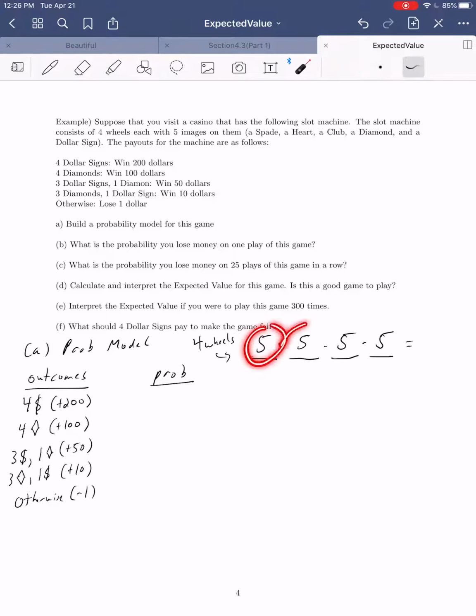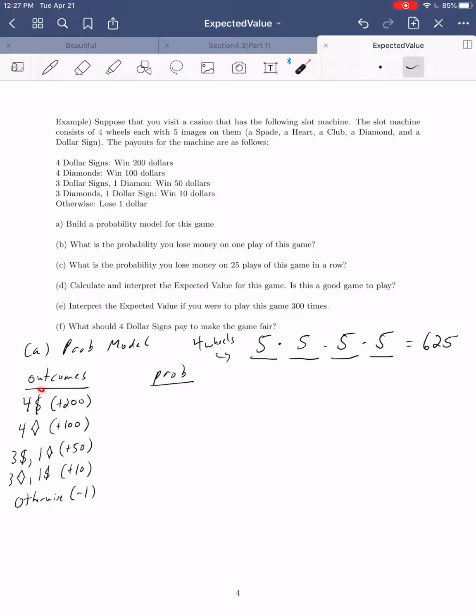So if we do 5 times 5 times 5 times 5, we should see that we'll get 625 total things, meaning there are 625 different things that can show up on this slot machine. Those are things like spade, spade, club, diamond, or spade, heart, diamond, dollar sign, or spade, club, club, dollar sign. All of those, if we were to make a list, there'd be 625 different things. So that tells us the denominator for all of these probabilities is going to be 625.